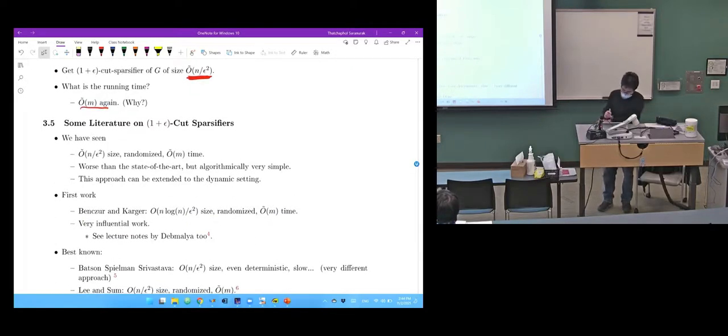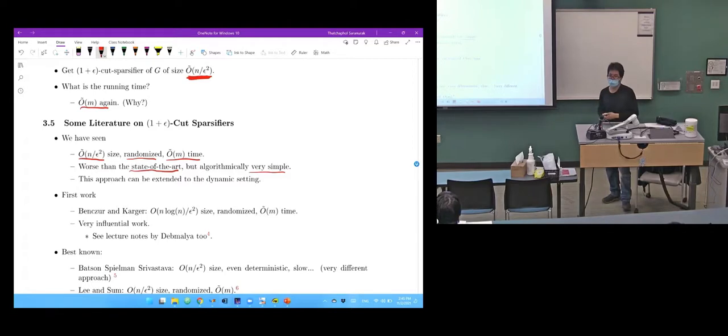Okay, so this is what we have seen. You get an n polylog size cut sparsifier that is randomized and in nonlinear time. So actually this is worse than the state of the art, but algorithmically it's very simple.